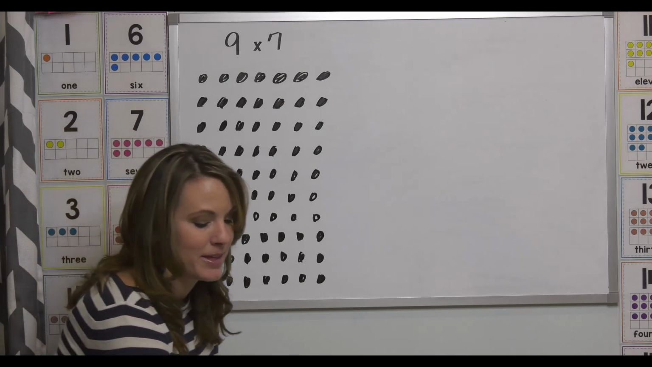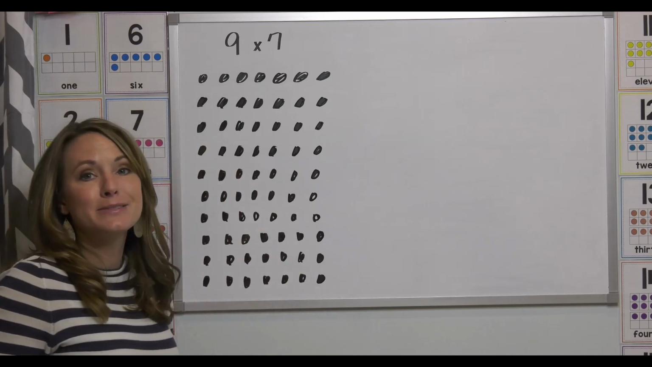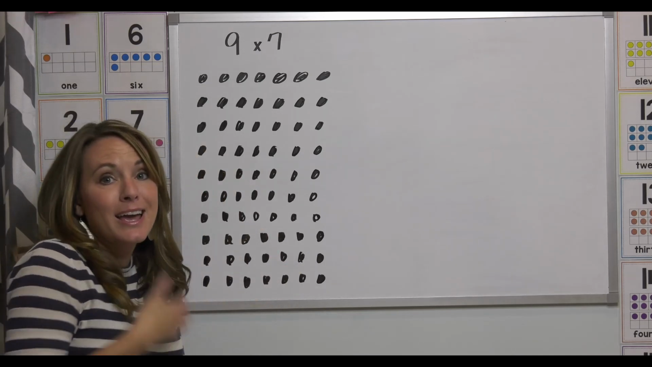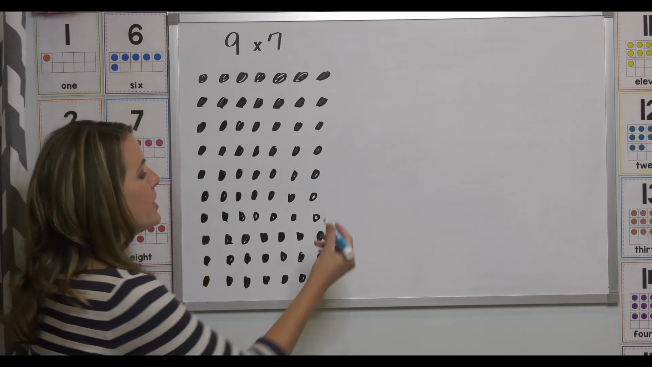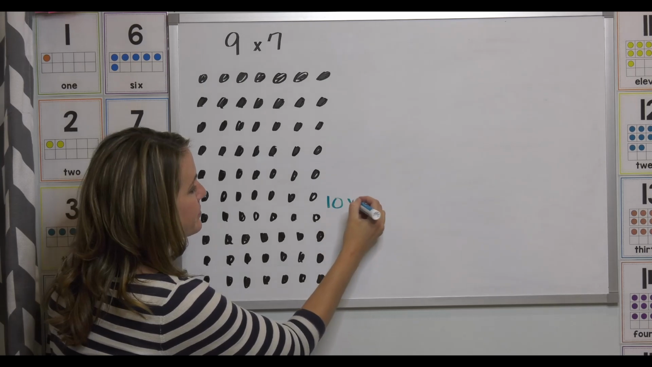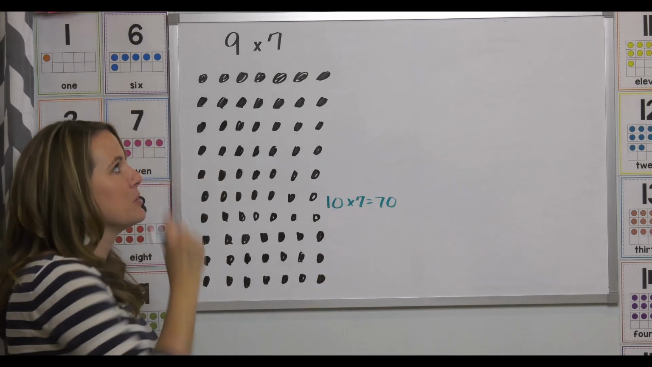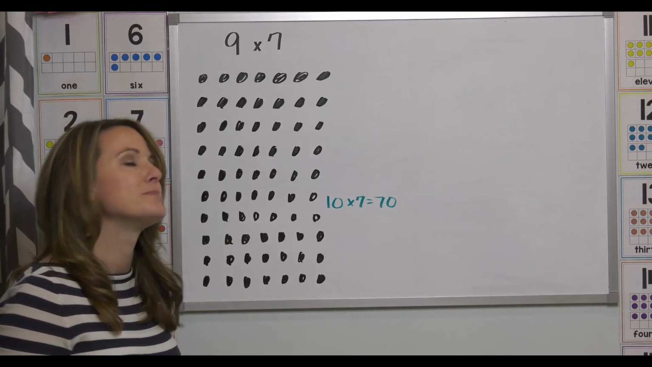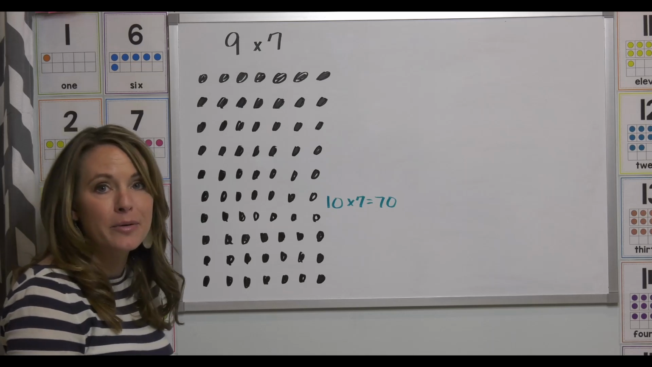Because here's what I'm thinking, and I'm wondering if you thought the same thing. If I know 10 times 7, which is pretty quick, count by 10, 7 times, right? And when I do 10 times 7, I get 70. It's pretty quick. But that's not what I'm trying to find. I'm trying to find 9 times 7. So how can I use this to make sense of that?